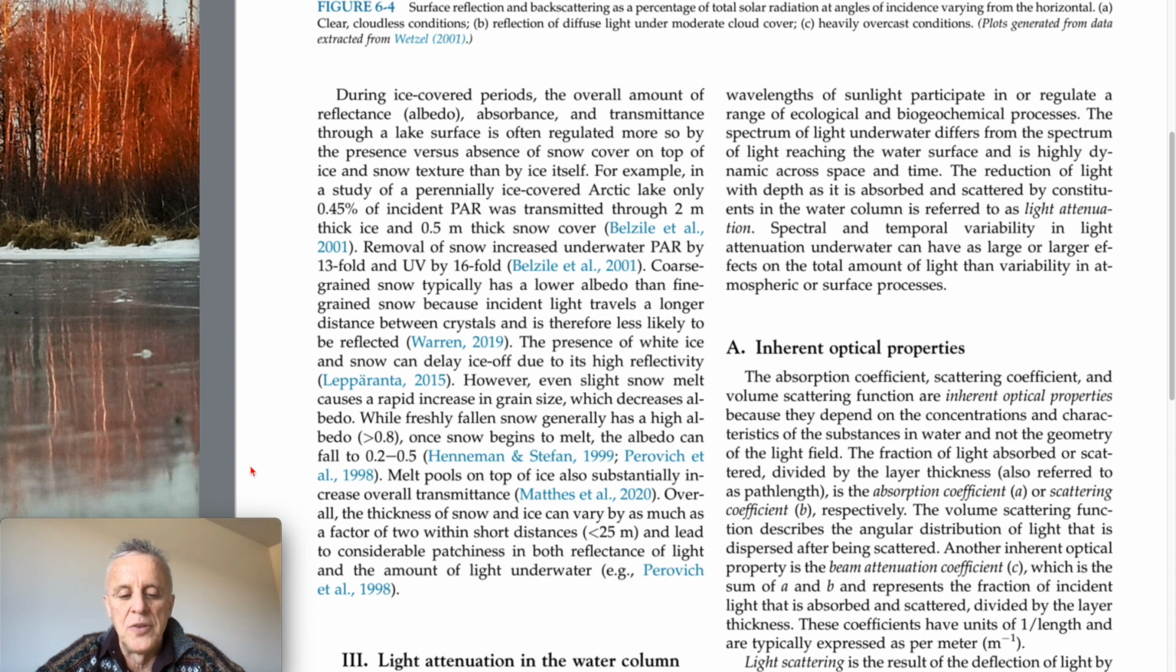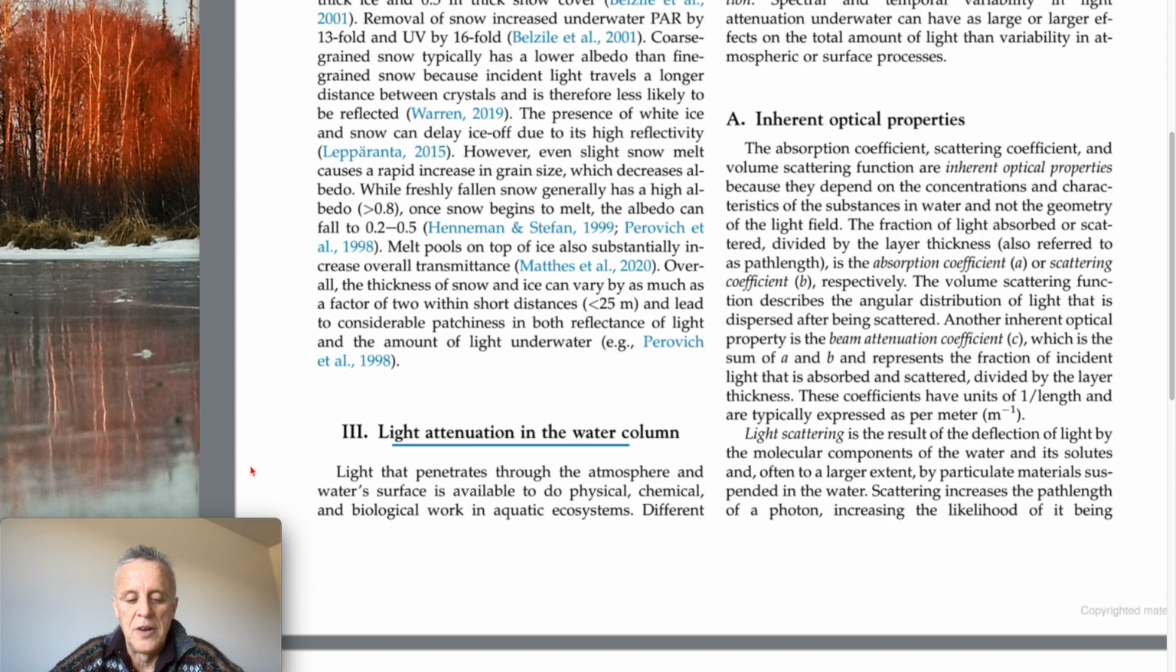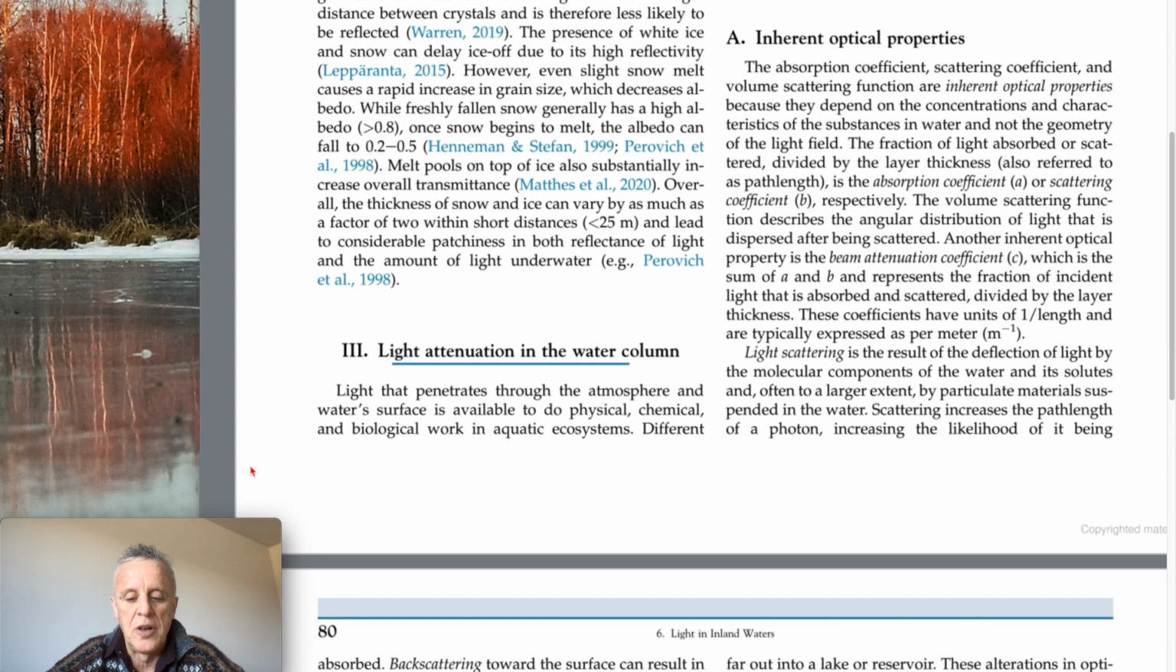Overall, the thickness of snow and ice can vary by as much as a factor of 2 within short distances, less than 25 meters, and lead to considerable patchiness in both reflectance of light and the amount of light underwater, light attenuation in the water column.